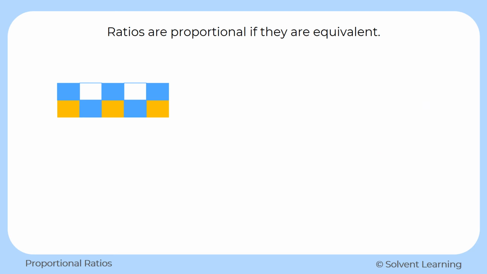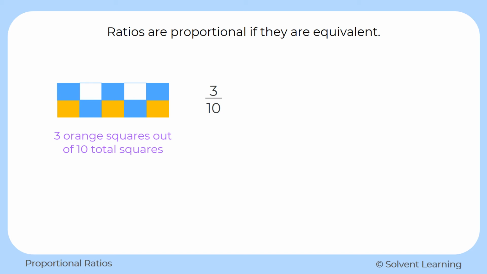Let's look at another example. Here we have a rectangle that's filled with these different boxes. One relationship that we can describe here is that there are 3 orange squares out of 10 total squares. And if we write that ratio as a fraction, it would be 3/10.